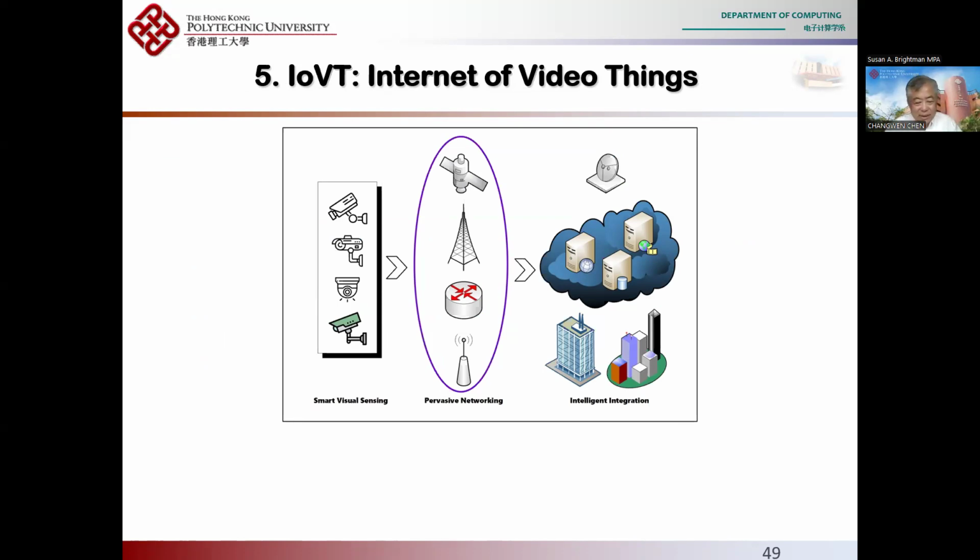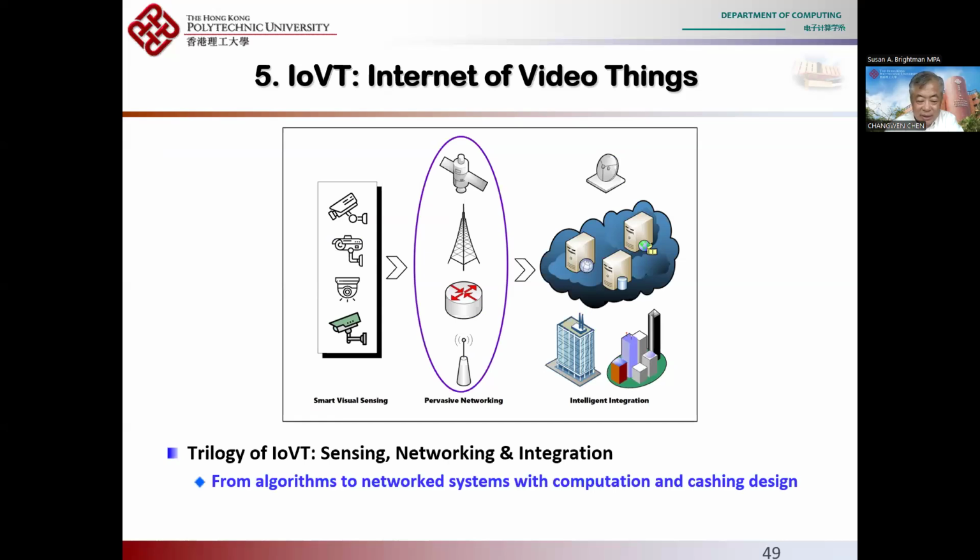Okay. So the last area I'm going to talk about is the Internet of Video Things, and the Internet of Video Things consists of three major portions. One is sensing, the other is networking, and the third is integration. Okay, this is from algorithm to network system with the computation and caching design here.